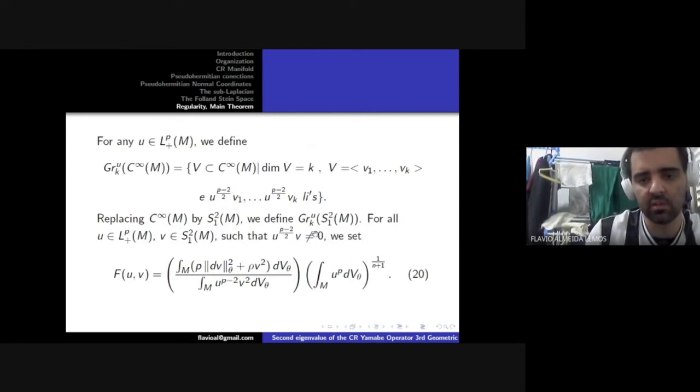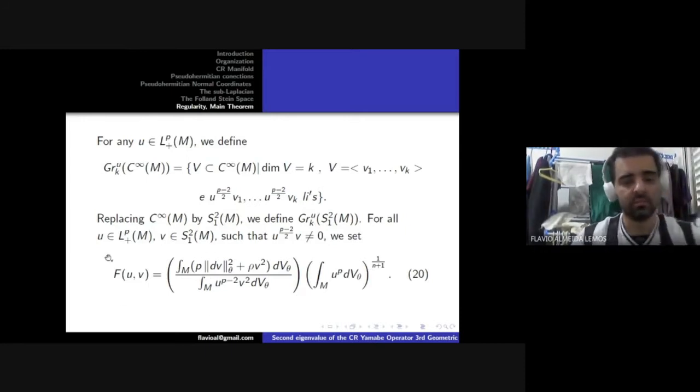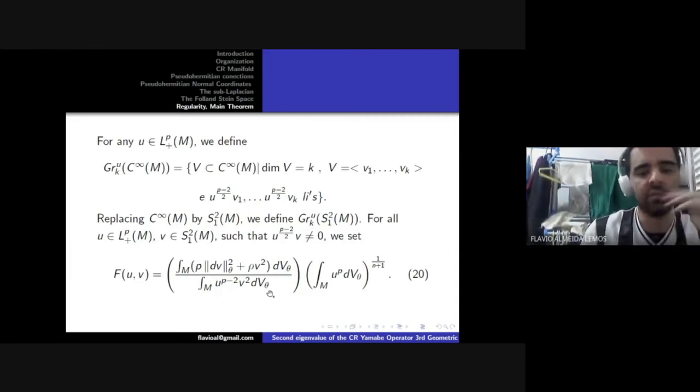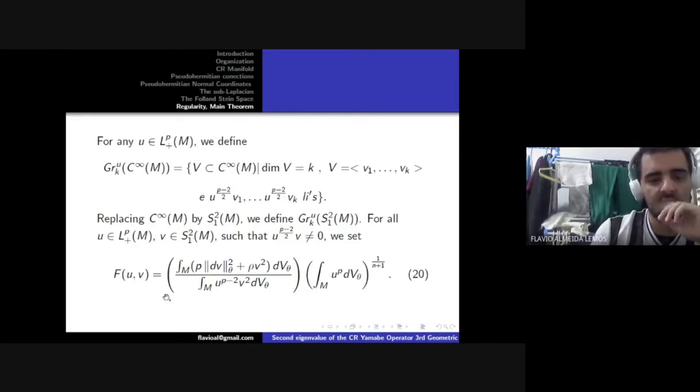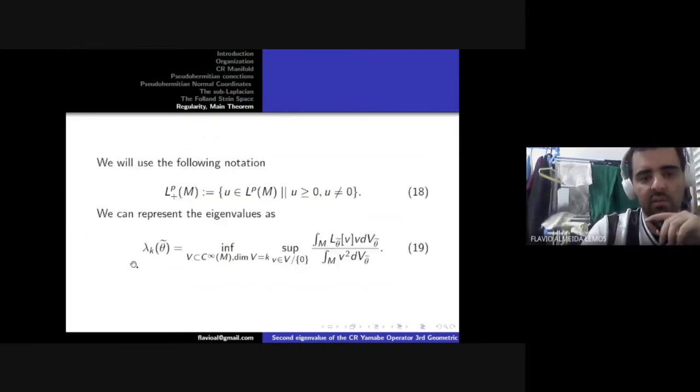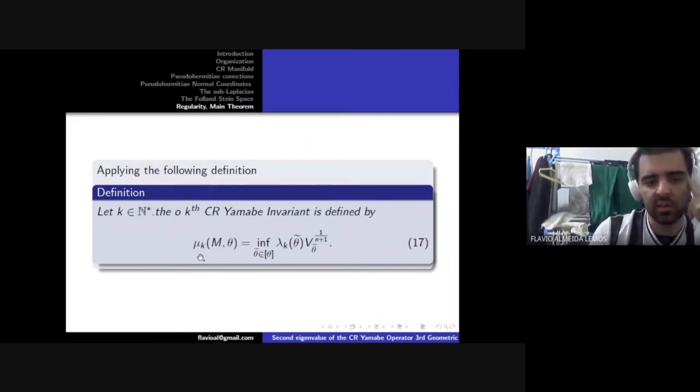We then define another set for u in L^p plus and v in the following style space, satisfying the inequality that it's not zero. We set this functional. It's an important functional for the calculation of this problem here. It's very important. We have a relation between this functional and the kth Yamabe invariant. All right.